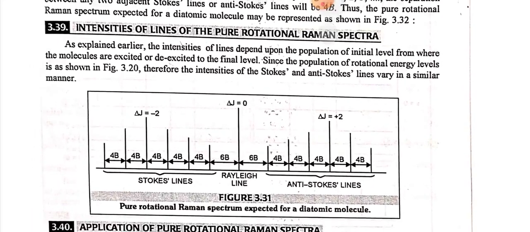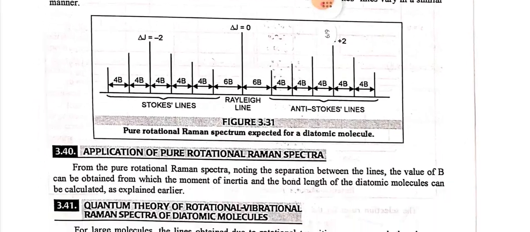Next section is 3.39, intensities of lines of a pure rotational Raman spectrum. As explained earlier, the intensity of a line depends on the population of the initial level from where the molecule is excited or de-excited to the final level. Since the population of a rotational level is shown in figure 3.20, the intensities of Stokes and anti-Stokes lines vary in a similar manner.